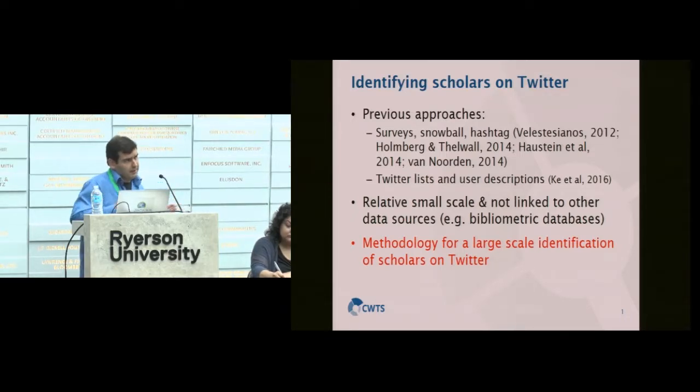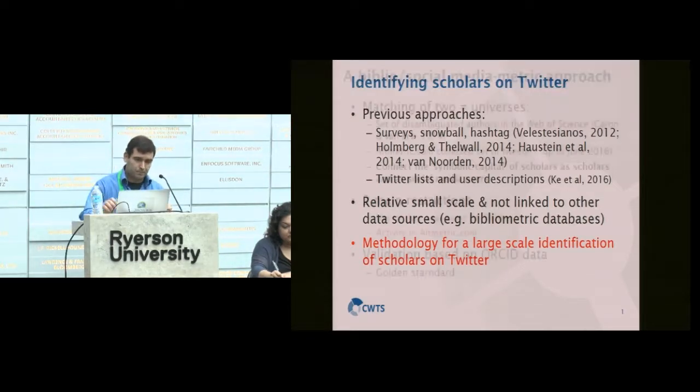And more important than the scale is that perhaps these previous approaches didn't link the identification of scholars with other, larger databases, like, for example, bibliometric or scientometric databases. So it was not possible to compare the behavior of these scholars on Twitter with their behavior as publishers, as citing authors and collaborators. So in a way, what we want to do is to propose a methodology for a more large-scale identification of scholars on Twitter.